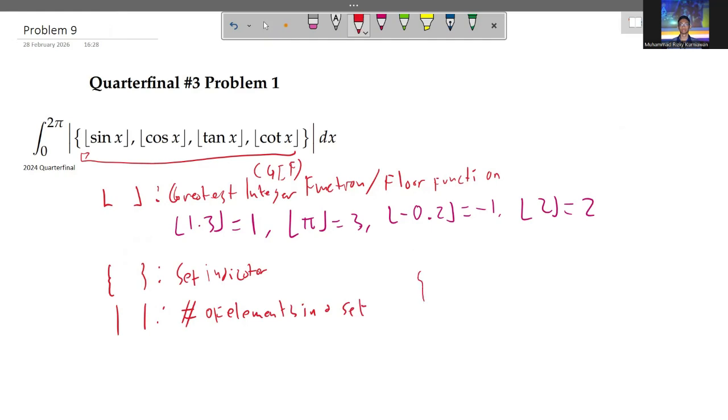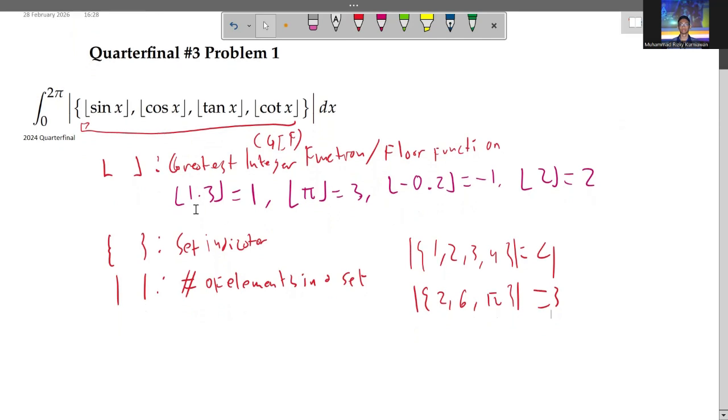So for instance, if we have the set 1, 2, 3, 4, then its cardinality is 4. If you have the set, let's say 2, 6, pi, then the cardinality is 3, because there are 3 different numbers.